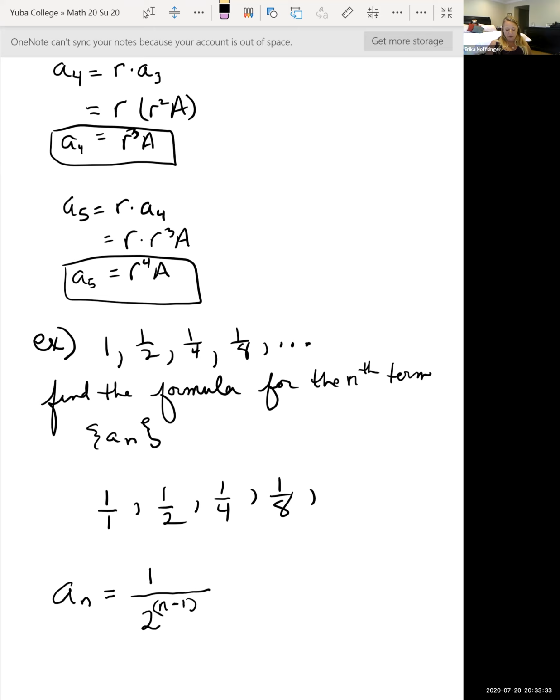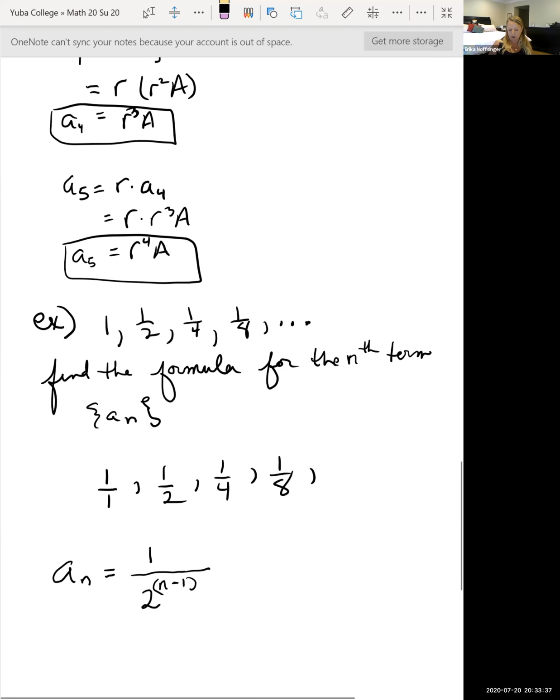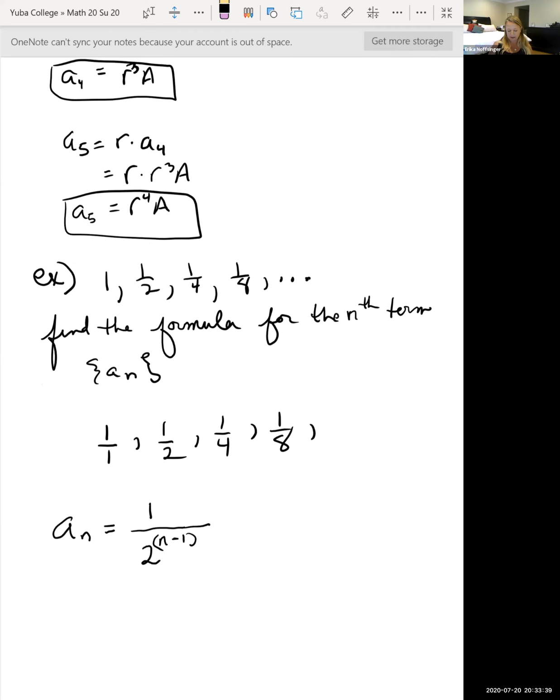Any number we plugged in would give us the correct term in the right spot. So a sub n is equal to the set where we have 1 all over 2 raised to the n minus 1 power.